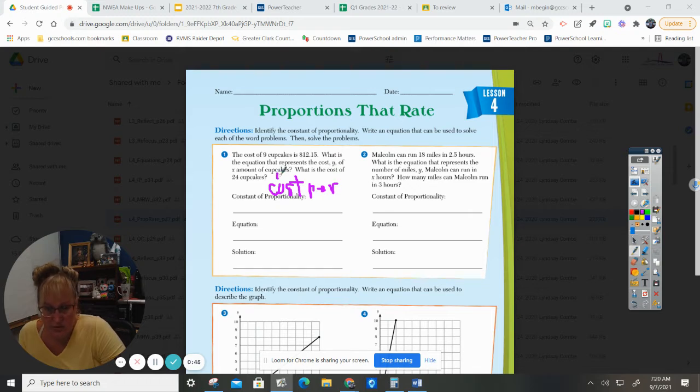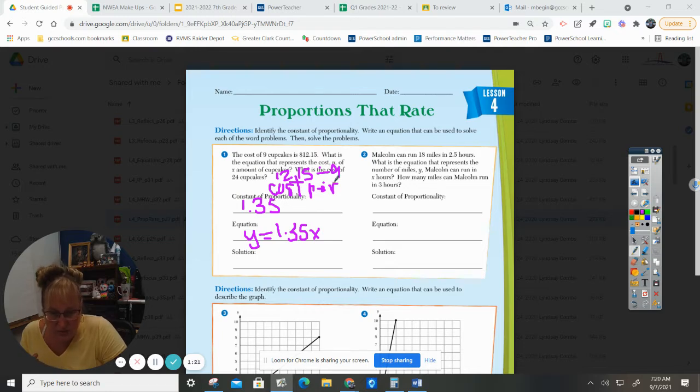So you do 12.15 divided by 9, and you get $1.35. So it's $1.35 per cupcake. And they want us to represent the cost of x amount of cupcakes. So the cost is the cost of one cupcake, which is $1.35 times x. So y equals 1.35x.